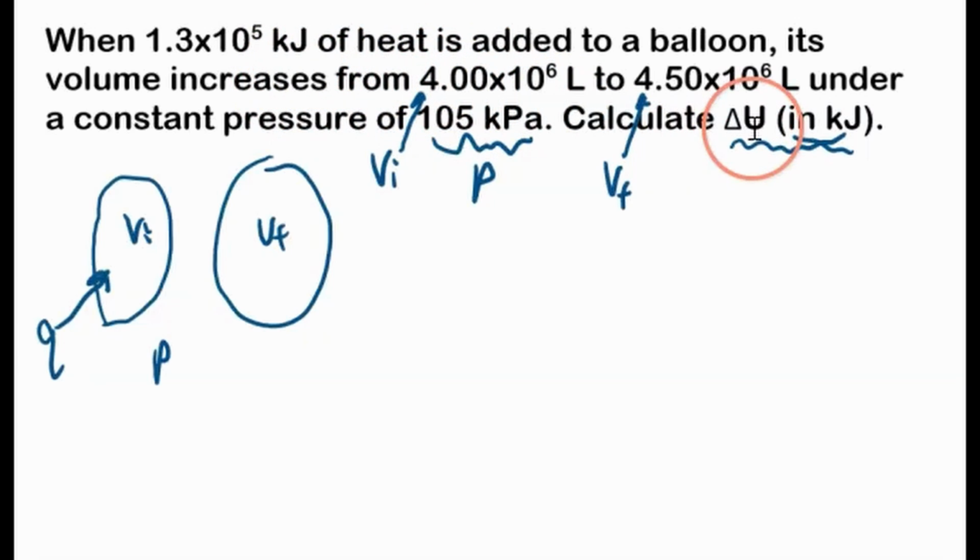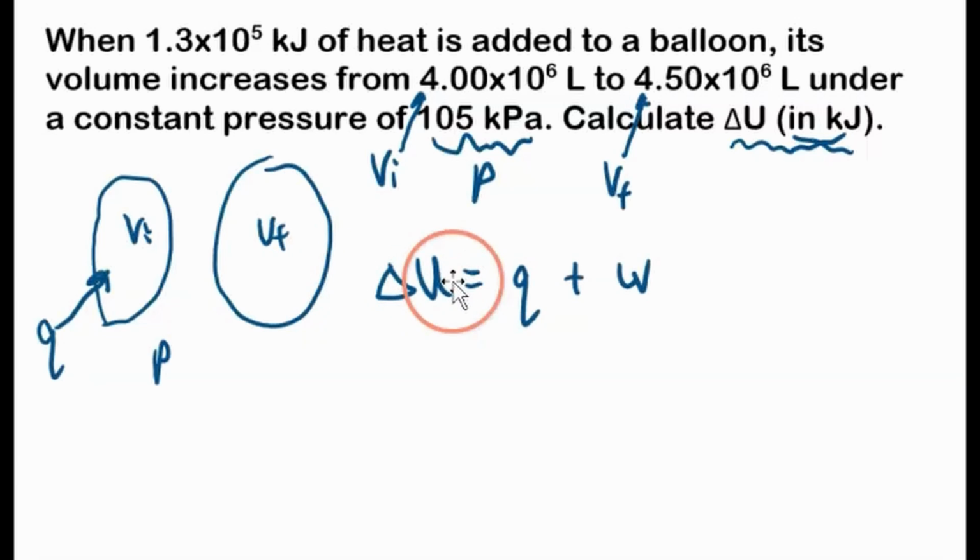Okay, so we want to know the change in internal energy. We're given the energy as heat here, and we're given this volume expansion. So that means it's doing work because it's increasing in volume. So we're going to use the first law of thermodynamics, and this is it in all its glory. This is for a closed system, which is what we have here because the gas isn't escaping. We're not adding any more gas.